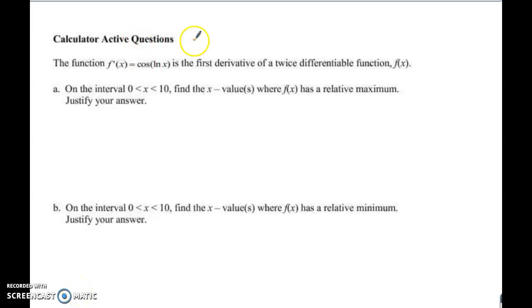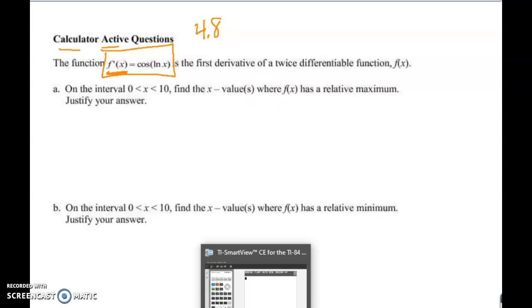Okay, so we're finishing up 4.8. And these are calculator active questions, so I would go ahead and jump straight to a calculator. And again, I know I've said it, but I've got to emphasize it, pay close attention that this says the derivative of cosine of f. So cosine of natural log is equal to the derivative.